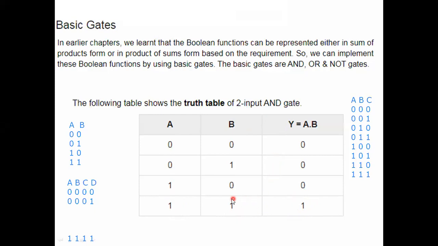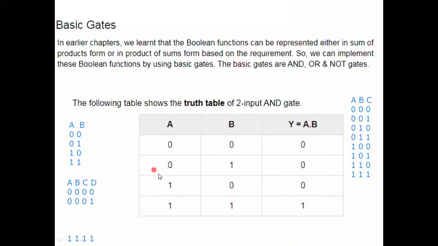If 3 inputs are high, then the output of the AND gate is high. That is the statement. Generalized, the statement becomes: if all the inputs are high, then only the output of the AND gate is high. The statement for the AND gate we get from the truth table only.